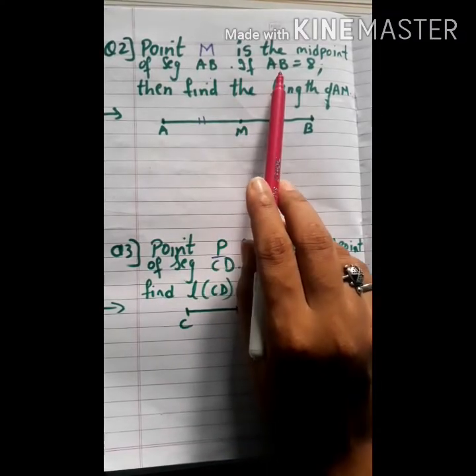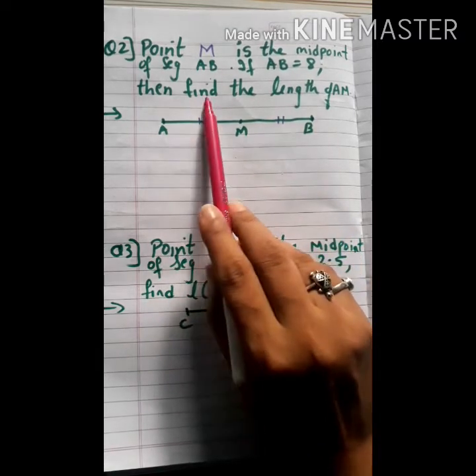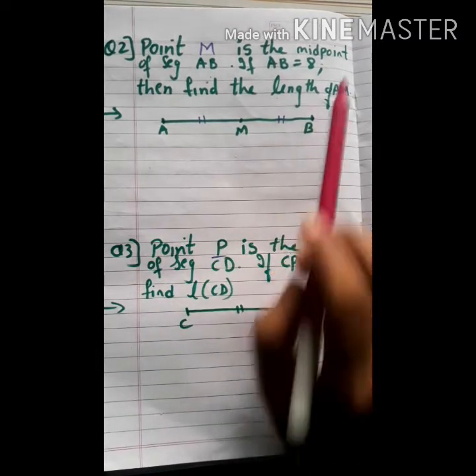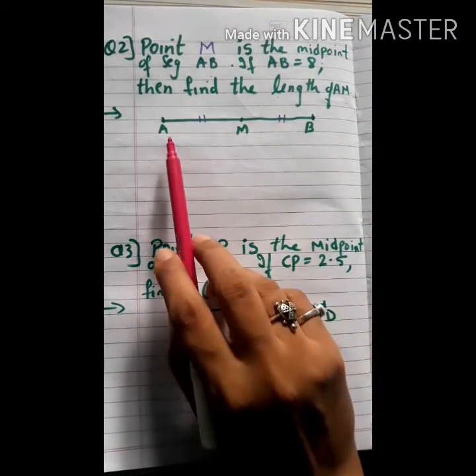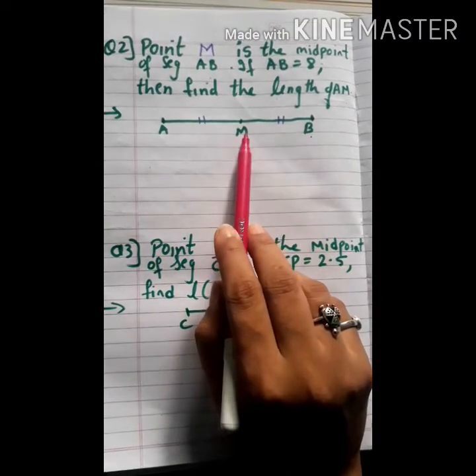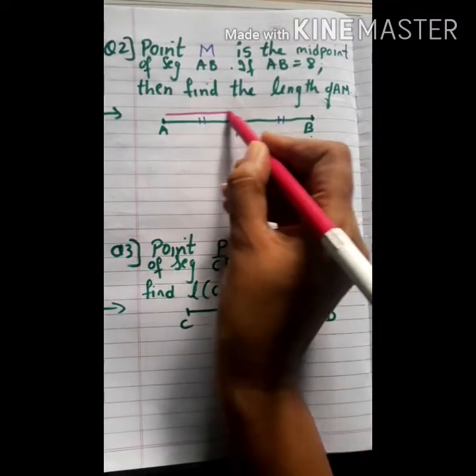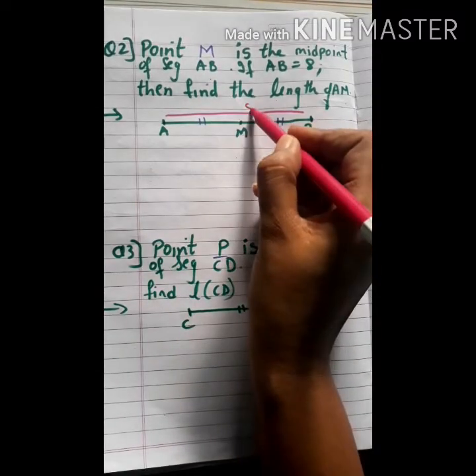Question number 2. Point M is the midpoint of segment AB. If segment AB is given 8, then find the length of AM. Here I have drawn the segment AB. M is the midpoint. So length of AB is given 8.